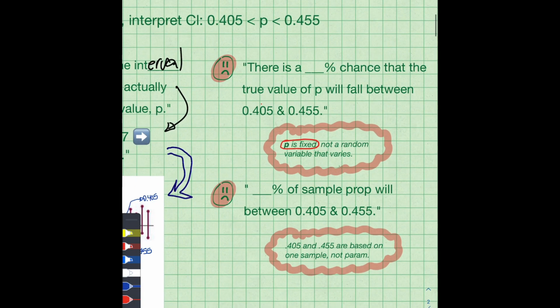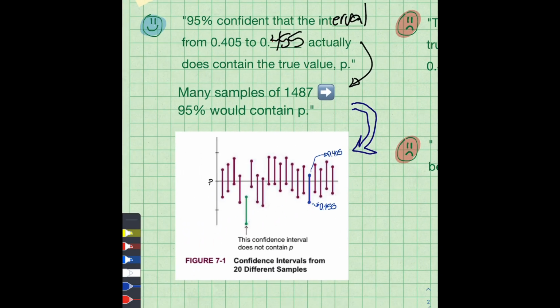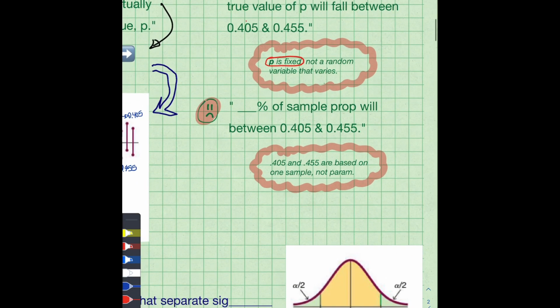We have a 95% chance that the true value of P will fall between 40.5 and 45.5. All right? That's not technically what we're saying. P is a fixed value, and this isn't some random variable that's flopping all over the place. Okay, it's fixed. So again, the phrase is that if I were to take more samples, our particular sample, we're 95% certain that it's going to contain it. It's going to capture it.